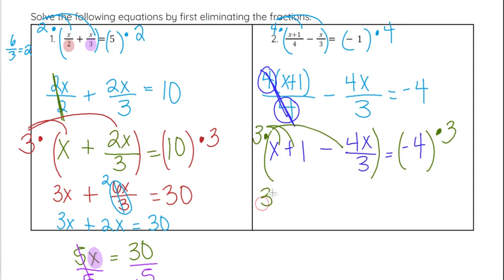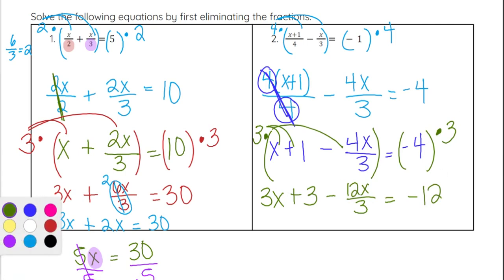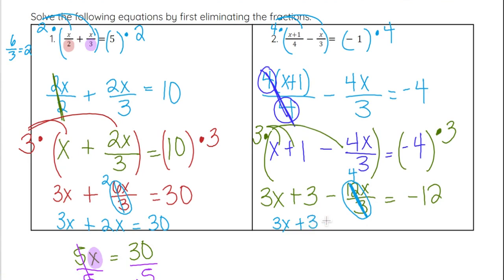So 3 times x is 3x. 3 times 1 is 3. And then 3 times negative 4x over 3, if we have that negative there, the 3 times 4 is 12x over 3. And that equals negative 12, negative 4 times 3. Notice because we multiplied the 3 to that 4x over 3, this 12 and this 3 will simplify. 12 divided by 3 is 4, so we can simplify that to the whole number 4. So now we just have 3x plus 3 minus 4x equals negative 12.